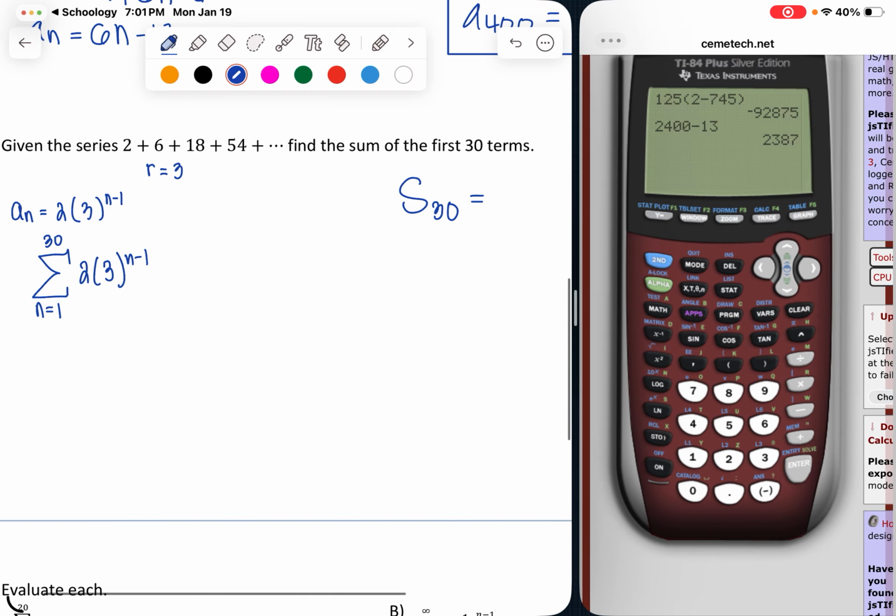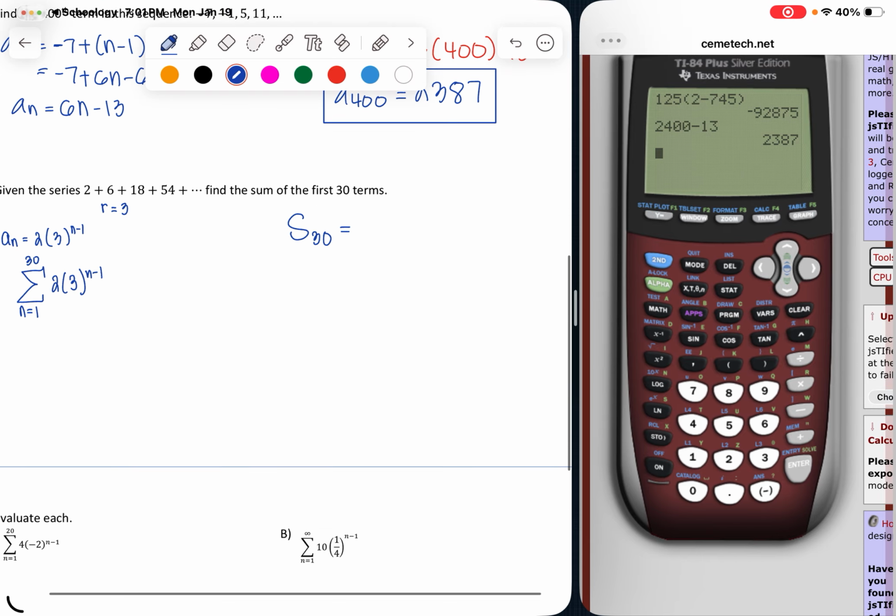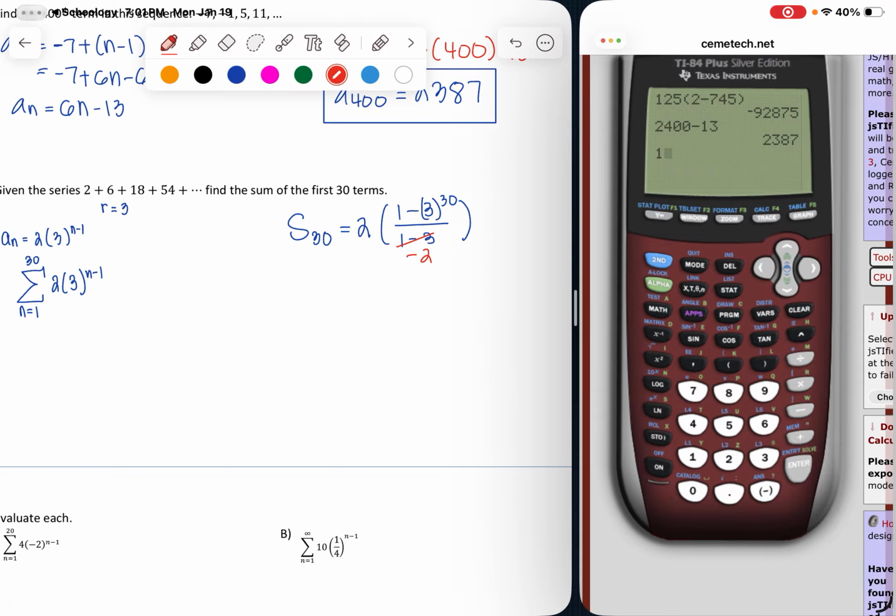So I didn't need to do that at all, but I did it. Big deal. Okay, so to find the sum of the first 30 terms of a geometric sequence, I take the first term, which is 2, times 1 minus my ratio, which is 3, to the 30th power, to the nth power, over 1 minus 3. All right, 1 minus 3 is negative 2, and then I'm going to put the rest in my calculator.